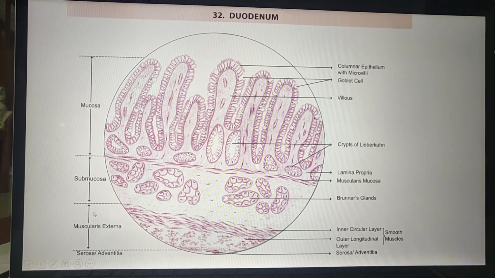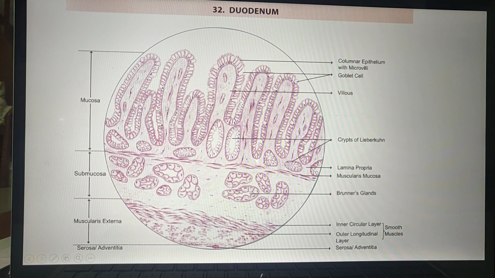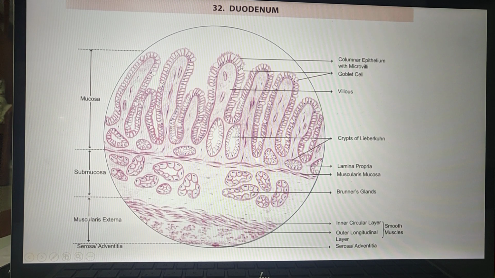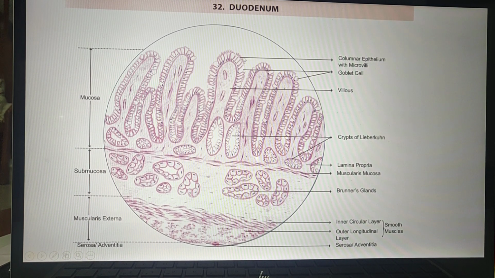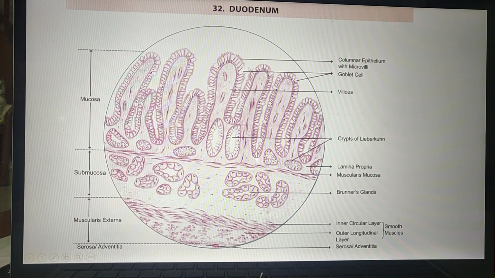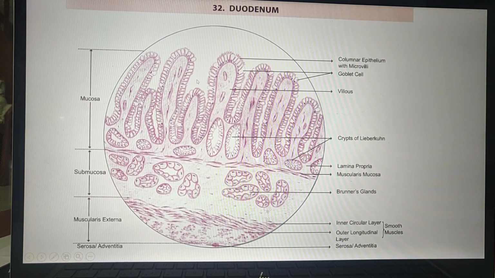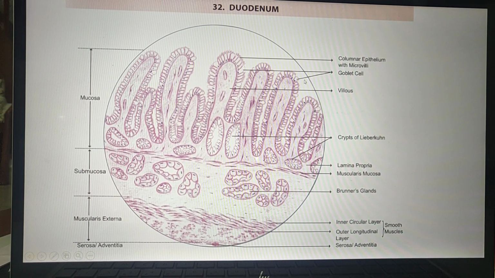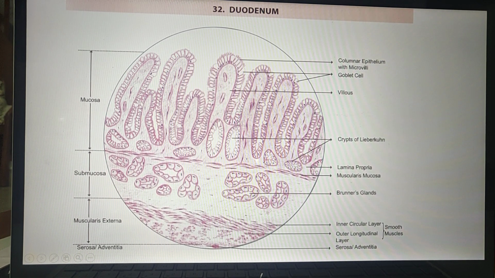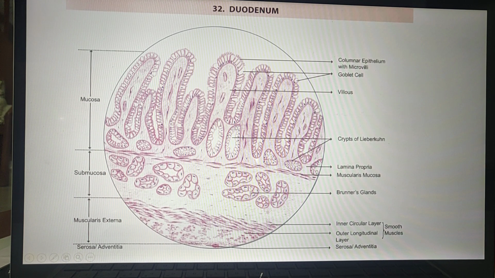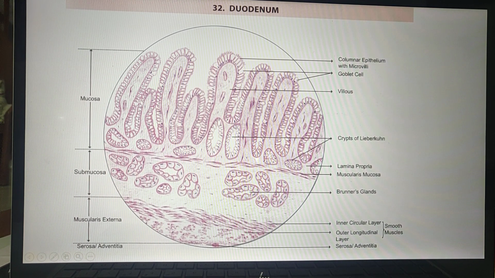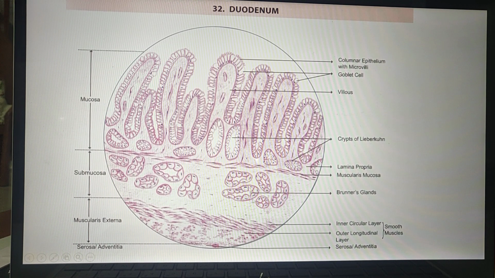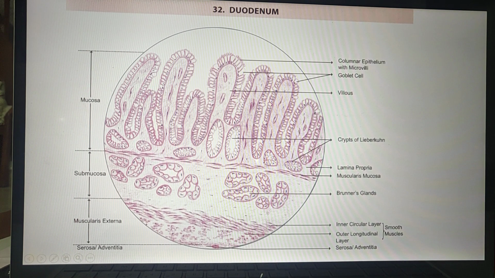Here you can see this is the slide of the duodenum, a schematic diagram. So this is the columnar epithelium with the presence of microvilli. It leads to a brush border. The microvilli basically increase the surface area. Goblet cells secrete the mucus, and there is the presence of the crypts of Lieberkuhn. These are the intestinal glands, and mainly the Brunner's glands, which lie inside the submucosa.